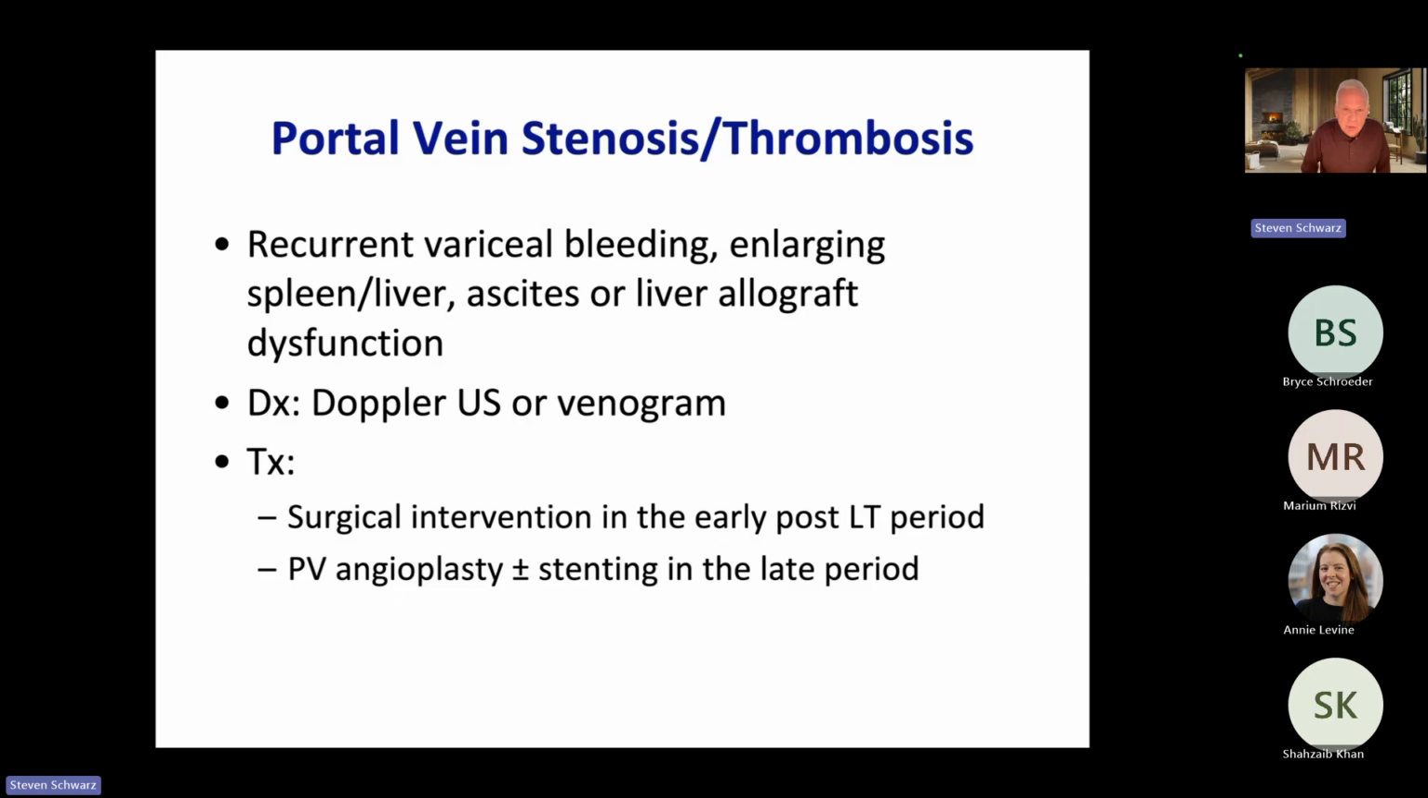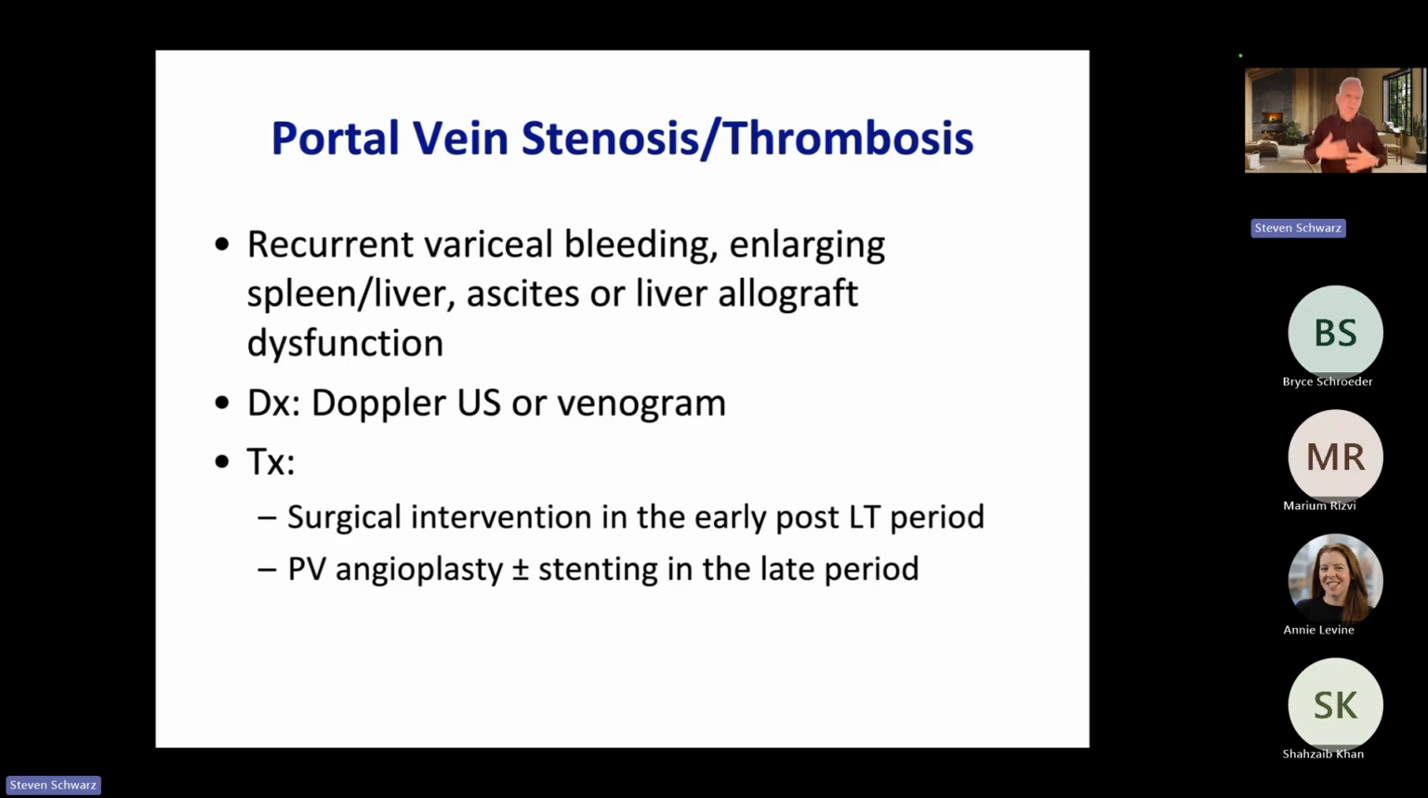Portal vein stenosis or thrombosis, again, not surprisingly, would result in recurrent variceal bleeding with an enlarging spleen, not necessarily the liver, the development of ascites or liver allograft dysfunction. Again, we diagnose by ultrasound or by venogram, and treatment would be surgical intervention in the early post-liver transplant period. And you can do portal vein angioplasty with or without stenting later in the period.